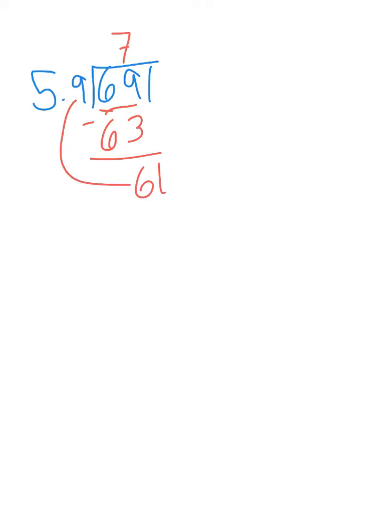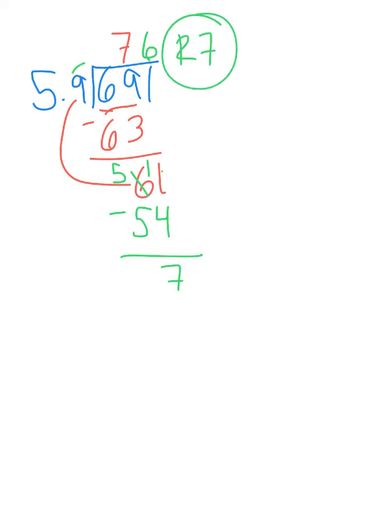9 goes into 61 6 times. 9 times 6 is 54. Don't forget your rules of subtracting. You cannot take 4 from 1, so we need to regroup. 11 minus 4 is 7, so we have a remainder of 7. As long as your remainder is less than your divisor, you probably have the right answer.